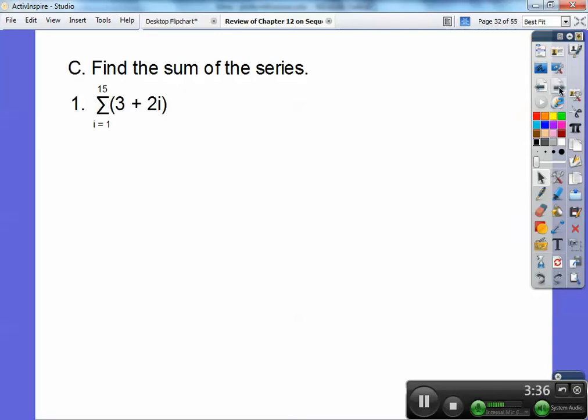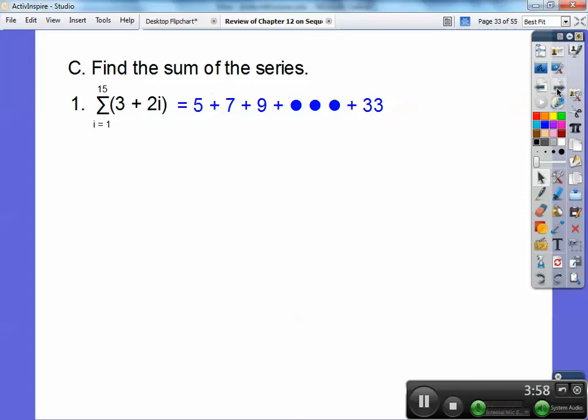Okay, so this one is, if you check it out, if you plug in i equals 1, i equals 2, i equals 3. So if I plugged in i equals 1, 2 times 1 is 2. 3 plus 2 gets me 5. If I plugged in i equals 2, 2 times 2 is 4. 3 plus 4 is 7. If I plugged in 3, 2 times 3 is 6. 3 plus 6 is 9. Plus all the way up to 2 times 15 plus 3.